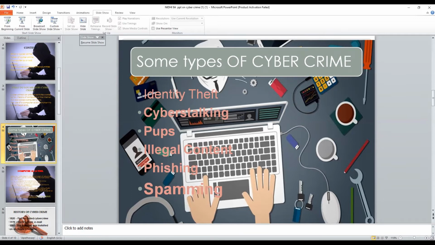Then we have illegal content. This cybercrime involves criminals sharing and distributing inappropriate content that can be considered highly offensive. Then we have phishing. This type of attack involves hackers sending email attachments or URLs to users to gain access to their accounts. Then we have spamming.